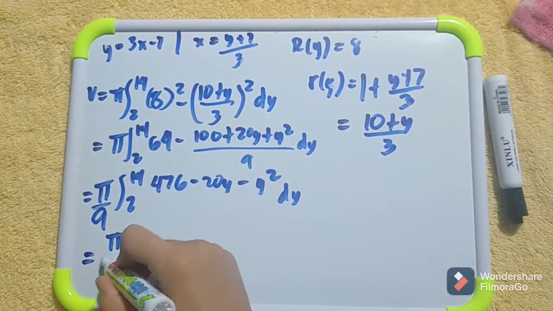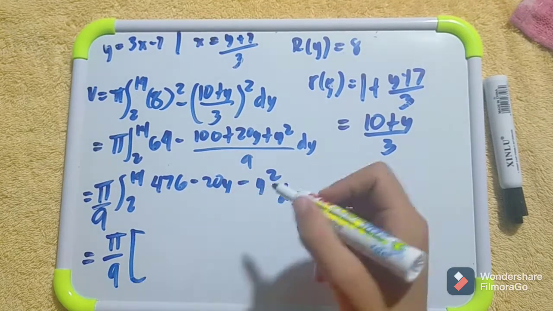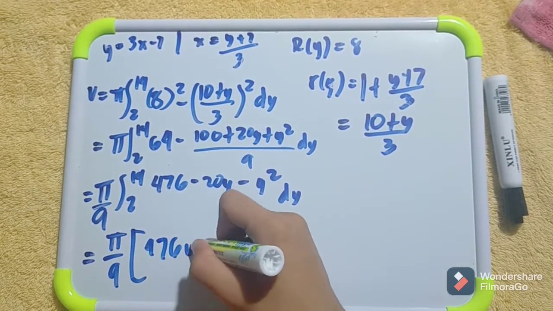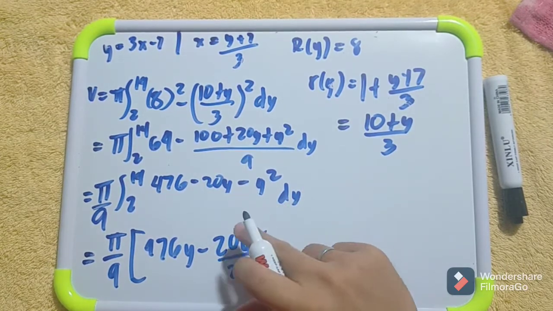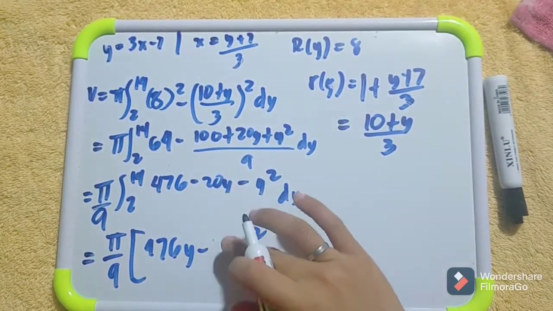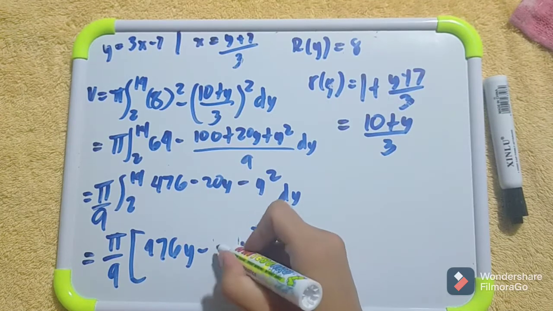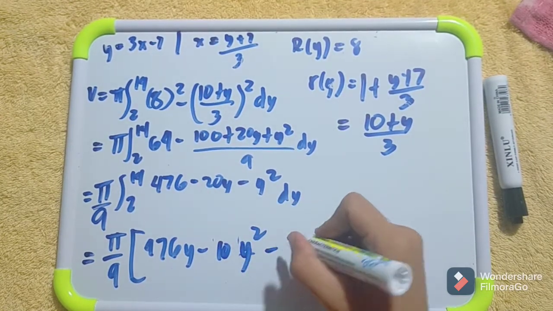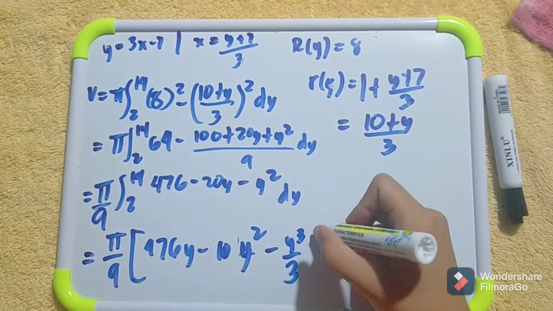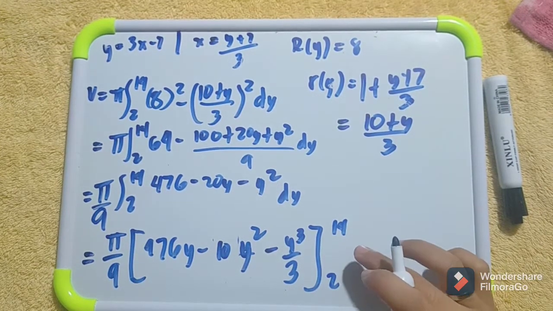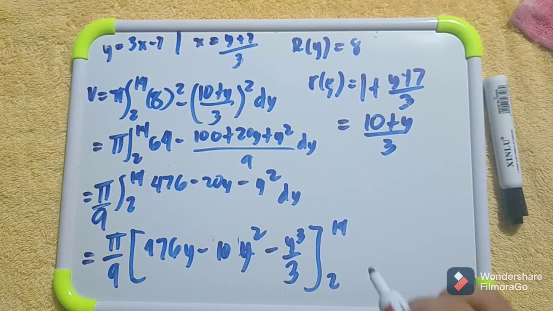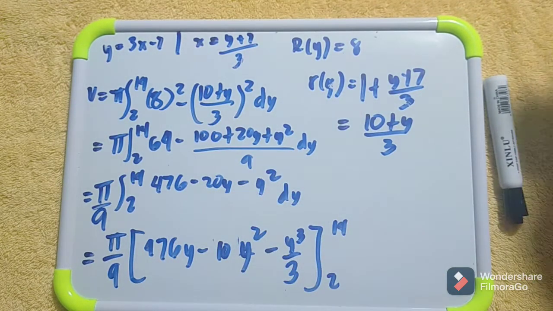So, magiging pi/9 times 476y minus 20y squared over 2. So, 20y squared over 2 is 10y squared minus y cubed over 3 from 2 to 14. And then, next na gagawin natin is substitute na lang natin yung ating limit sa ating sagot. So, burahin ko na lang tong part na to.